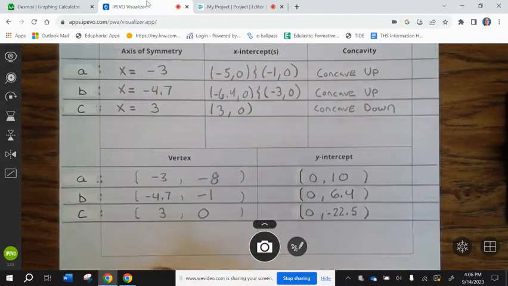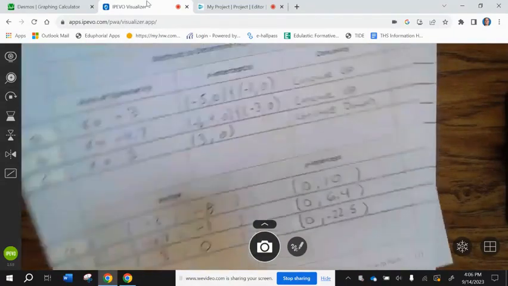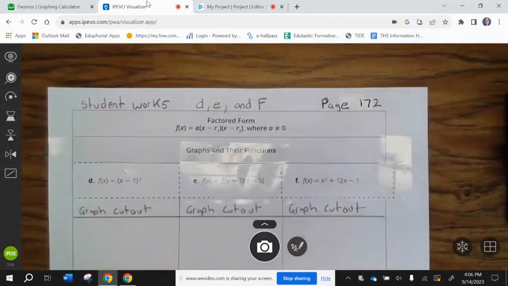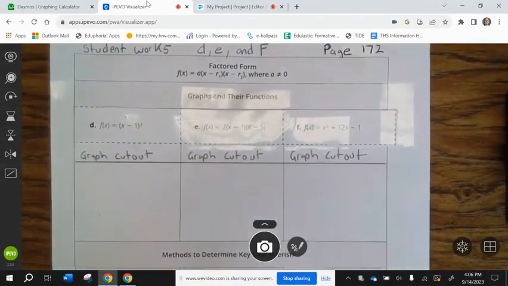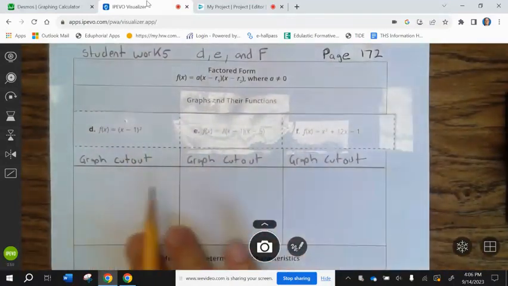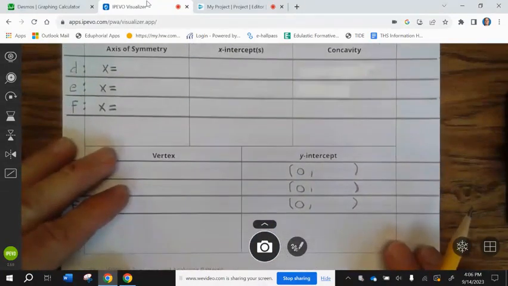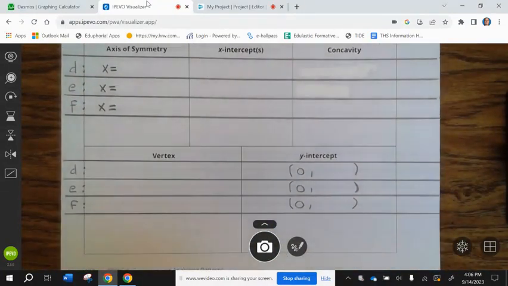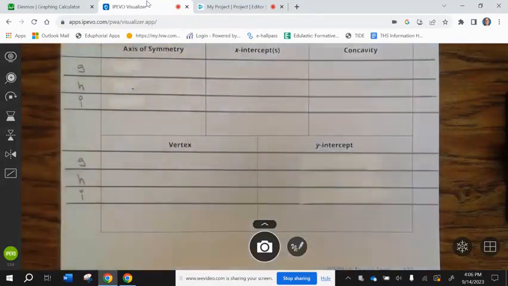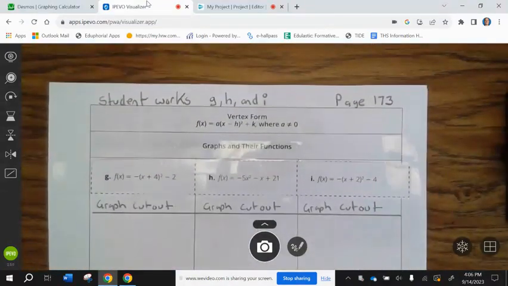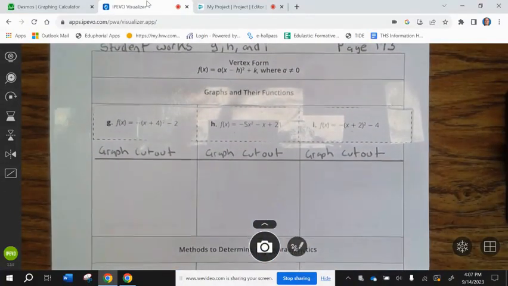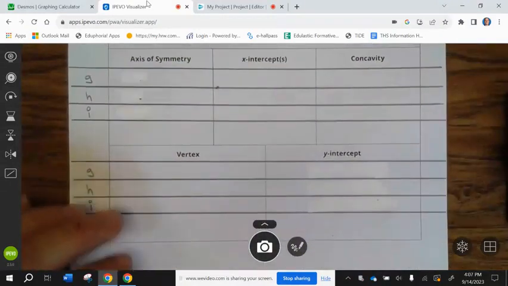All right, let's take a look at the next page. All right, student works D, E, and F. So on page 172, you're going to put D, E, and F, put the graphs, and then include your information. All right, let's take a look at the next page. On page 173, student works G, H, and I. So you're going to tape G, H, and I and your graph cutouts, and then include them there.